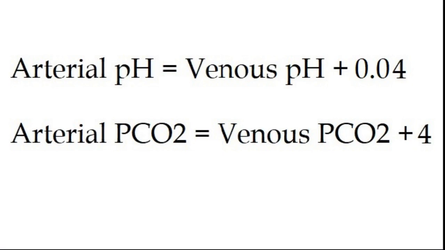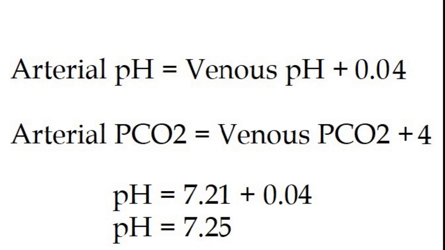To our venous pH, we simply add 0.04. To our venous PCO2, we simply add 4. For example, if I have a venous pH of 7.21, I simply add 0.04. That gives me an arterial blood gas equivalent of 7.25.